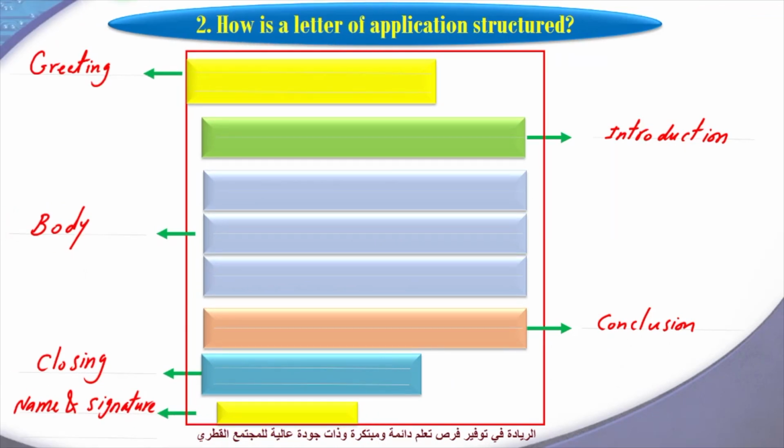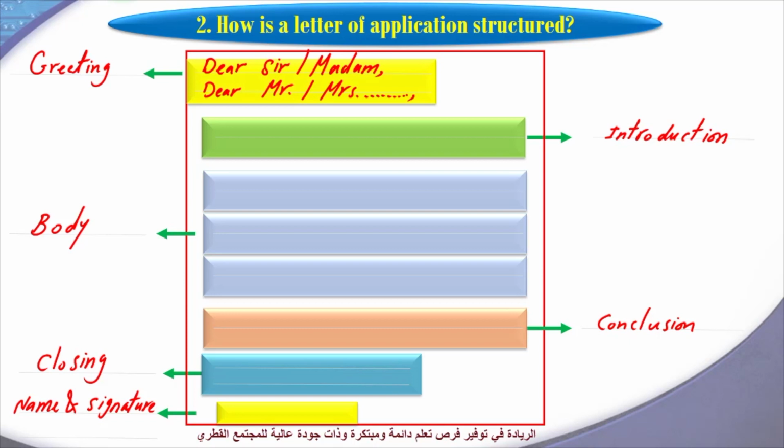As you can see in the diagram, a letter of application is made of 5 paragraphs. This is together with the greeting, closing, and the name and signature. Here you can find a space for the greeting, in which you can write "Dear Sir, Madam" if you didn't know the one that you write to, or if it's given to you, you have to write "Dear Mr. So-and-so" or "Mrs. So-and-so." But you should notice that you have to write a suitable closing for your greeting.